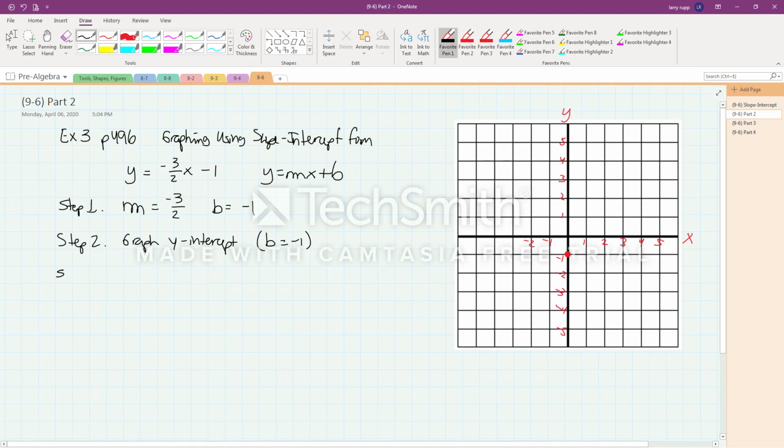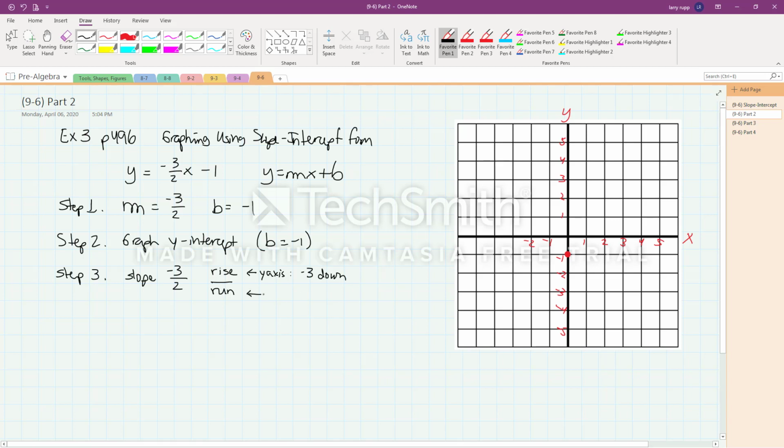Now step 3 comes along. We're going to use the slope being negative 3/2. And we're going to use that to locate a second point. Negative 3/2, slope is rise over run. Rise is up and down the y-axis, and run is along the x-axis, okay? This is y-axis. So if we have a negative 3, what does that tell us? Does negative go up or go down? Negative goes down. So negative 3 down.